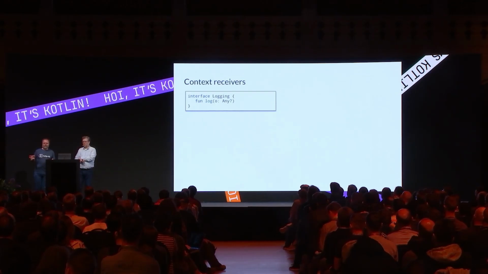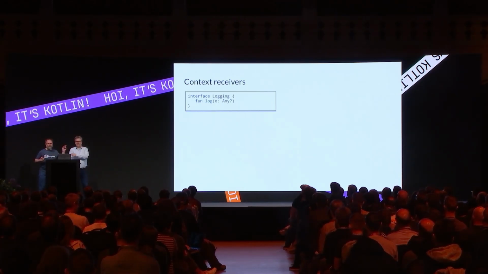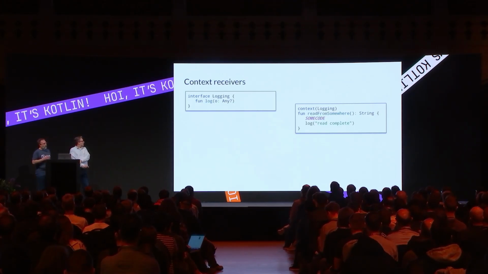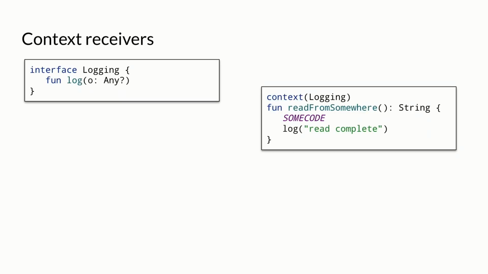I hate logging as an example for context receivers, but I'm going to do it anyway. We have an interface for logging here. We can declare that a function or a method or a function type needs an interface in its context in order to run. Now, the types that are declared in the context are made available in the body of the function as a receiver. So the log in our readFromSomewhere here is the method in this context.